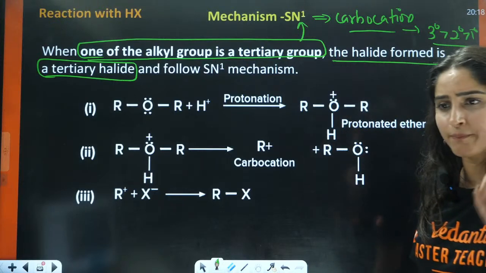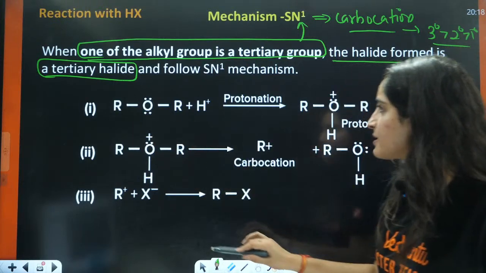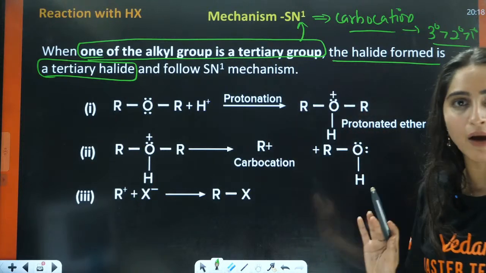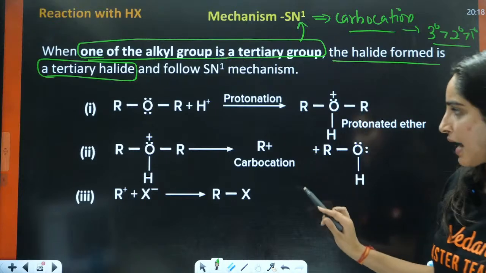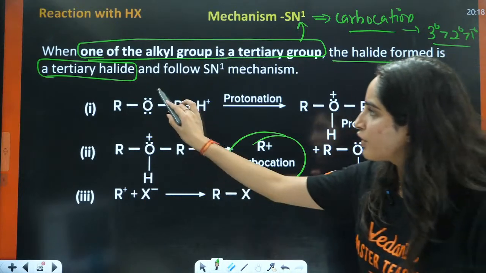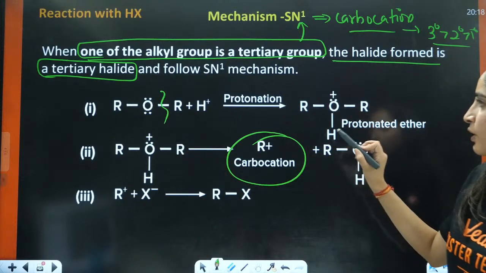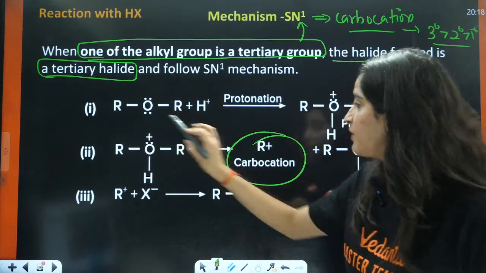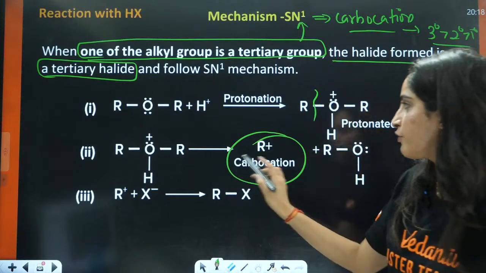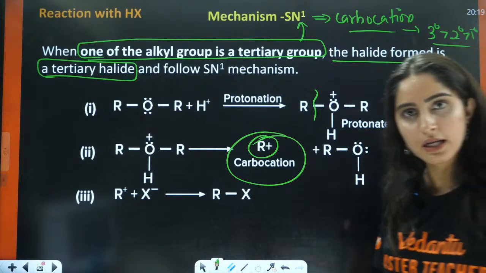I will give you some examples here. For example, in this case, this is basically my SN1 mechanism, where you have the formation of this carbocation. Firstly, protonation will happen. Then this bond is going to break, and you will have the formation of R positive here.